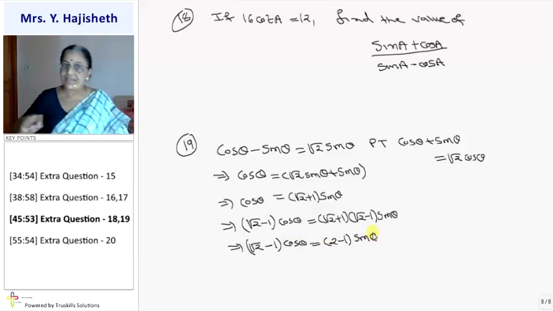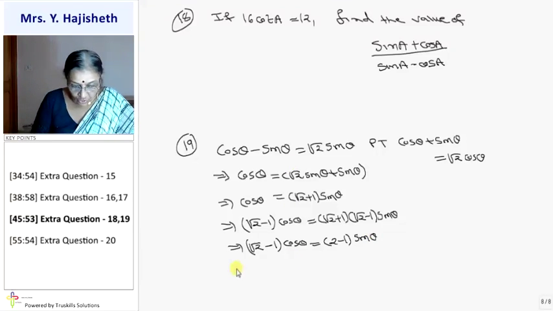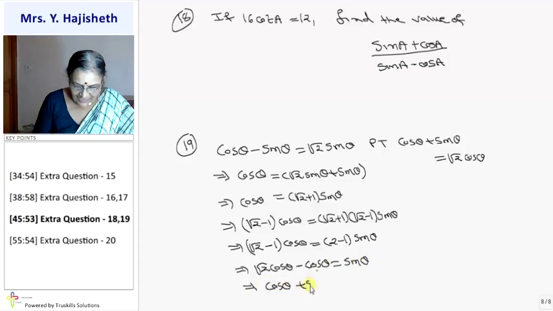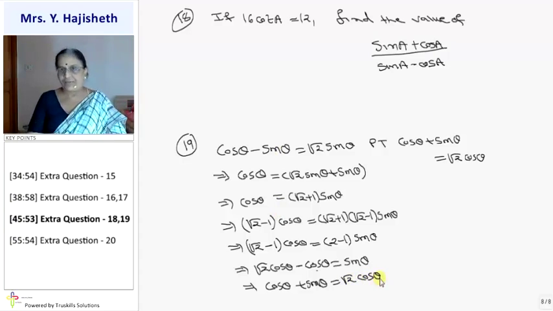See, in the previous case, when we started with the LHS of given data, we got something very simple, and that was used for the LHS of to prove data to come to the RHS. Here, when we start with the given data, automatically we get both sides of to prove data, so nothing is left to prove. Minus cos will be taken on that side. It is cos plus sin is root 2 cos theta. So I start with both sides of given data and come to both sides of to prove data. Now I need not prove anything, right?